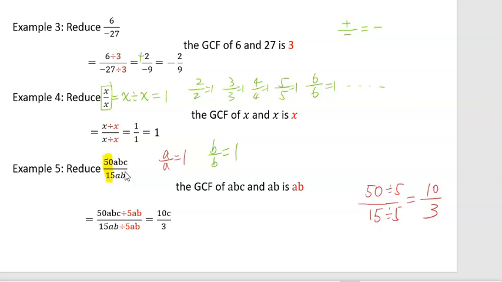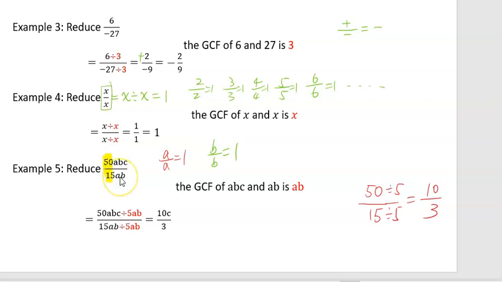So what I did is I noticed that 5 is a number that can go into both 50 and 15, and they both have a's and they both have b's, so that's the greatest common factor. Because both of them have 5, both of them have a, both of them have b, in the numerator and denominator, you can get rid of what they both have. It's like both of them throw out what they have in common, and what's left will be the simplest. And after that we get 10c over 3.